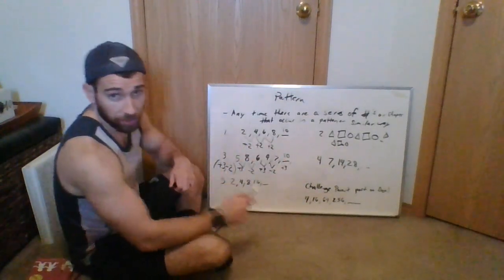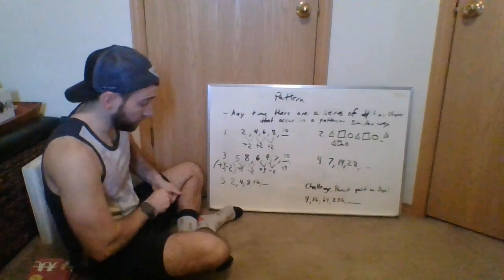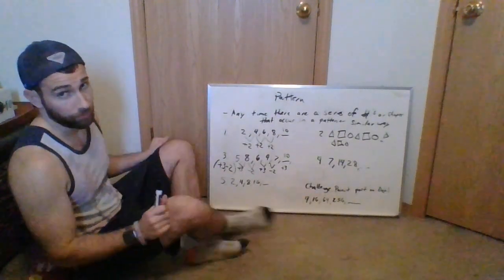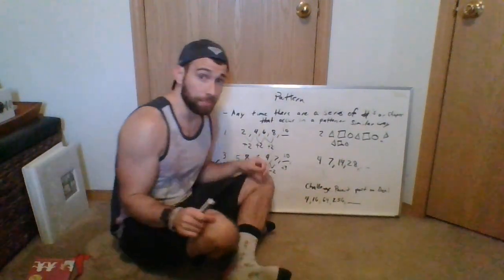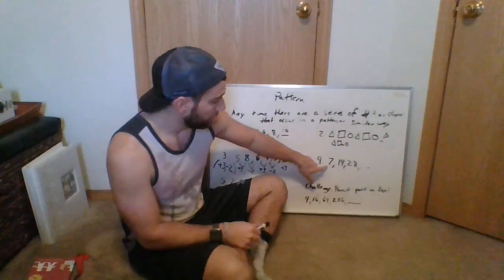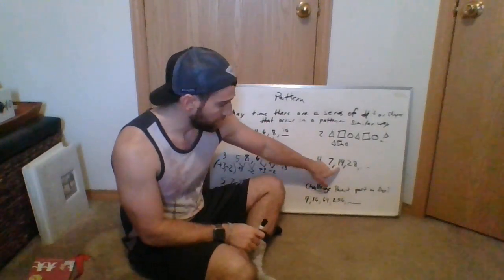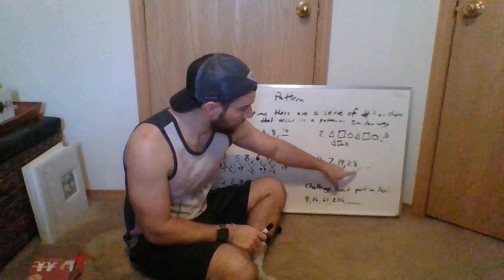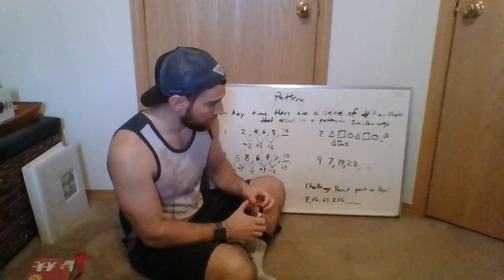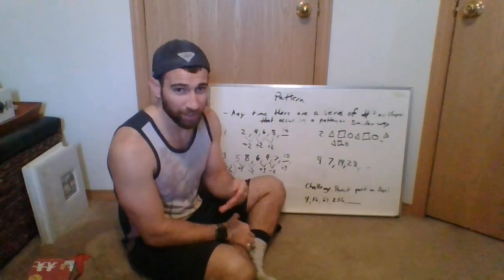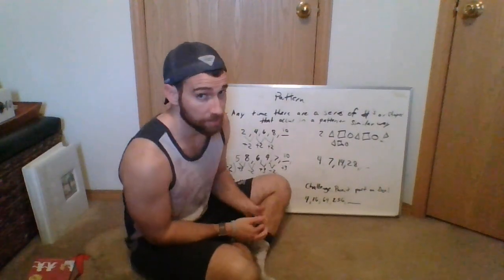Alright, let's take a look at number 4. It's very similar to number 5, which I'm going to ask you to do on your own. So pay attention and it'll pay off. Number 4. 7, 14, 28, and then there's a blank. So we're trying to figure out the 4th digit and what this pattern is.